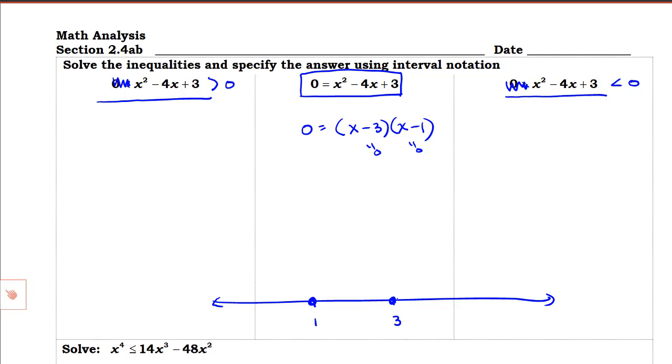And so all we have to do is pick a number from this region. Pick a number. -2. Good choice. Pick a number from this region. And pick a number from the last region to the right. 4, good choice. Okay, how about 42? That's even better. Now, I could plug it into the original, but I'm lazy.